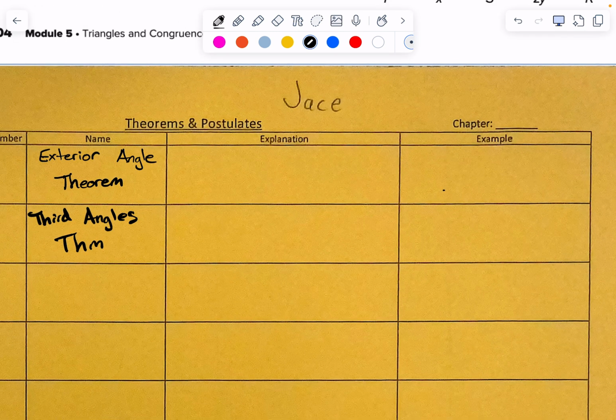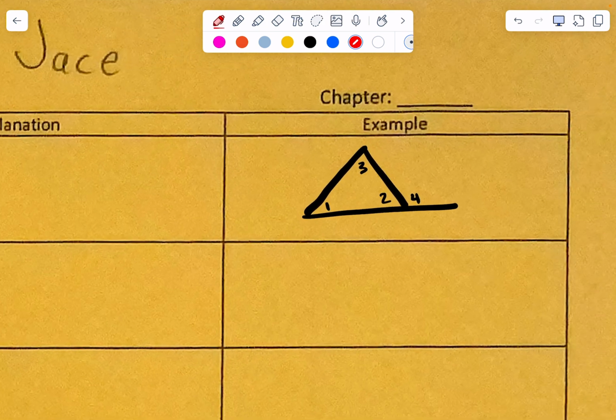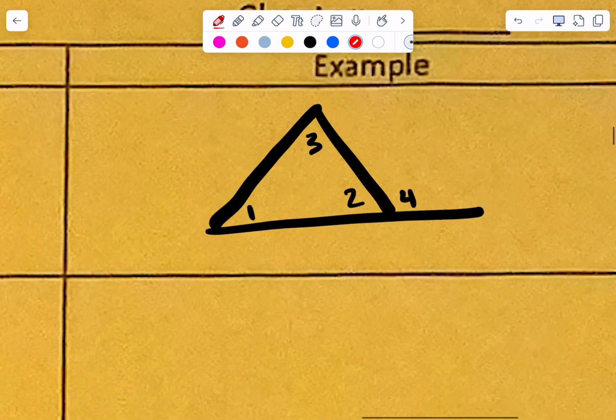Example. That's the explanation. I'm going to write the picture. Okay, so draw the picture first. Draw the picture first. 1, 2, 3, 4. Those are the names of the angles, by the way. All right. In my explanation, this is the exterior angle theorem. Which angle is the exterior angle? Angle 4. Okay.